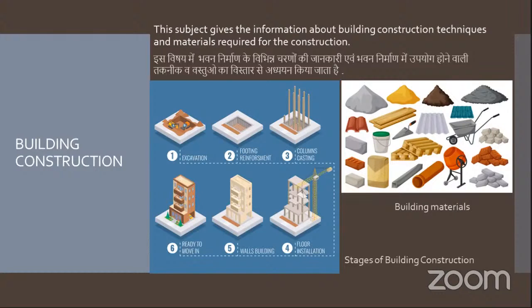Here you can see there are six stages of constructing a building. First, excavation. A site is excavated, then footing reinforcements are laid, columns are cast, and after column casting the floor is cast, which in normal language we call laying the roof slab. Then walls are built, and then ultimately after plaster and interiors, a structure is ready to move in, right?